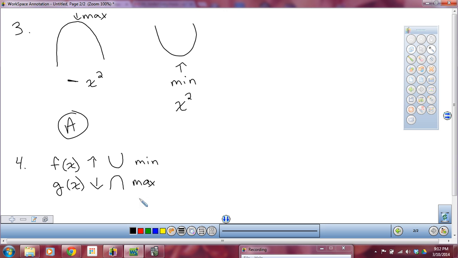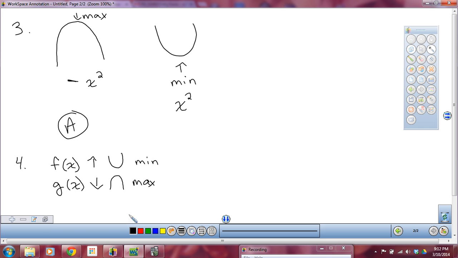If you look at option A, you've got minimum of f is greater than the maximum of g. That's fine. Minimum of f is the same as the minimum of g. Well, g doesn't have a minimum. G has a maximum. So we're going to mark out answer B. Get rid of it. C says minimum of f, maximum of g. D says minimum of f, maximum of g. So the rest are okay.